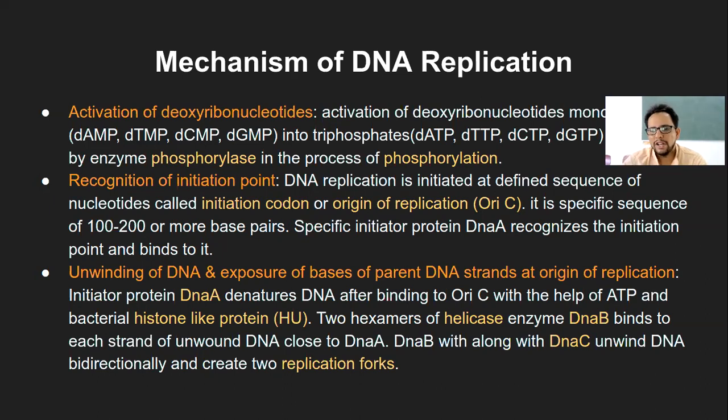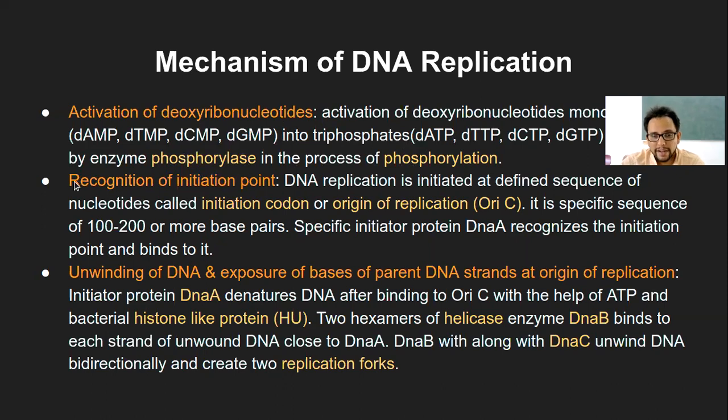It's not just DNA replication, but all the metabolic processes within the body utilize ATP and form AMP. So that is the source of this deoxy AMP and so on. And the same is the case with the other nucleotides. From monophosphate it will become triphosphate, utilizing ATP. So ultimately it is utilizing the energy, with the help of the enzyme called phosphorylase. So that is the first step, phosphorylation of deoxyribonucleotides from monophosphate to triphosphate.